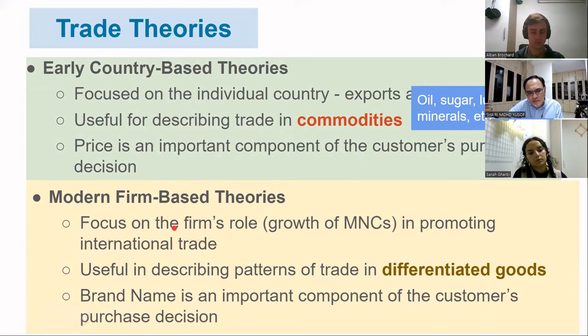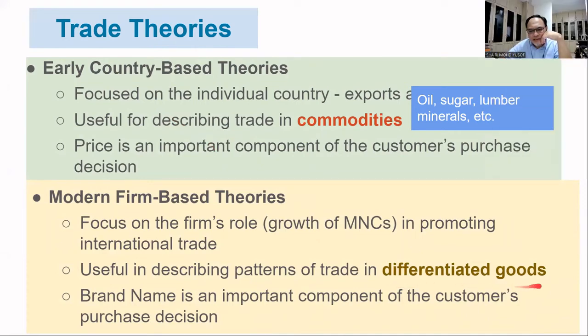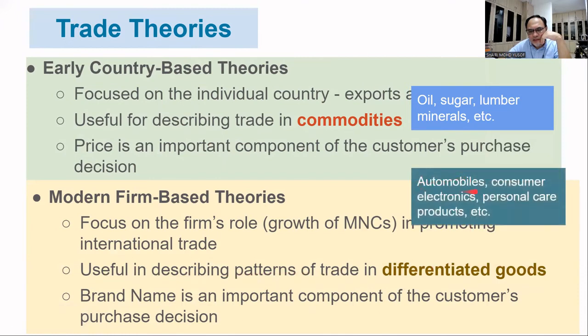were developed because of the growth of firms, especially multinational corporations. These theories focus on the company's role rather than the country's role, and are useful when describing what we term differentiated goods. What do we mean by differentiated goods? These are automobiles, consumer electronics. These are differentiated goods.